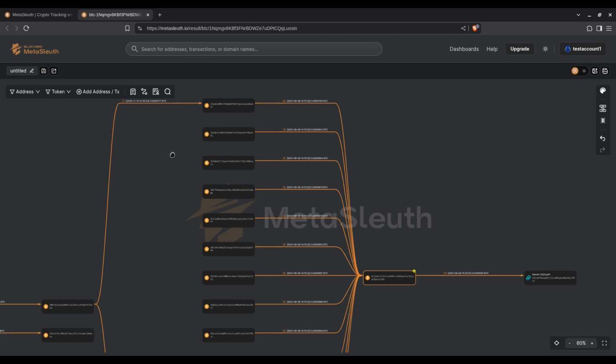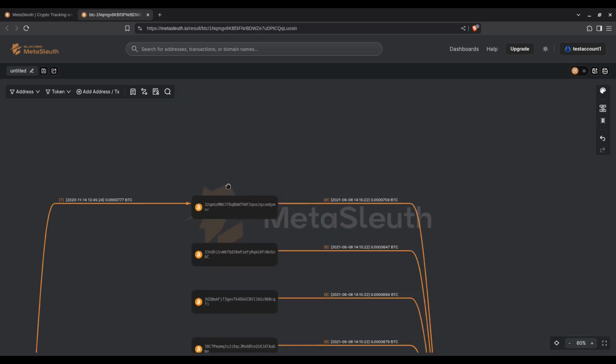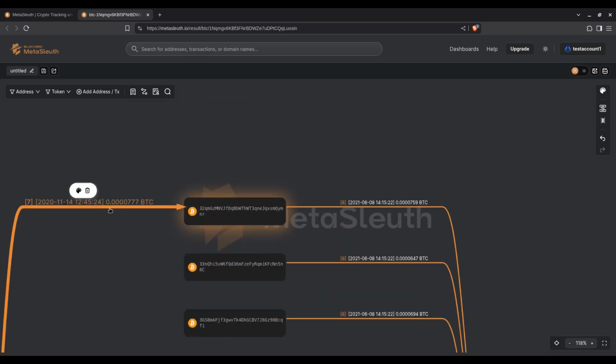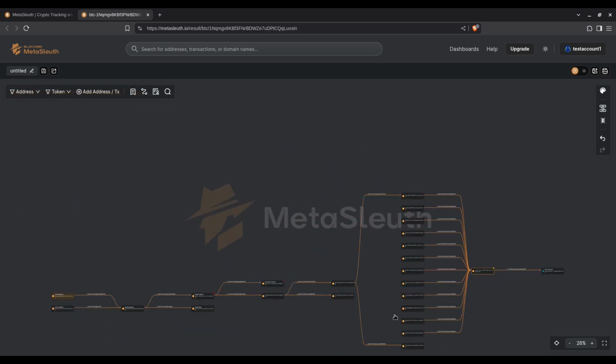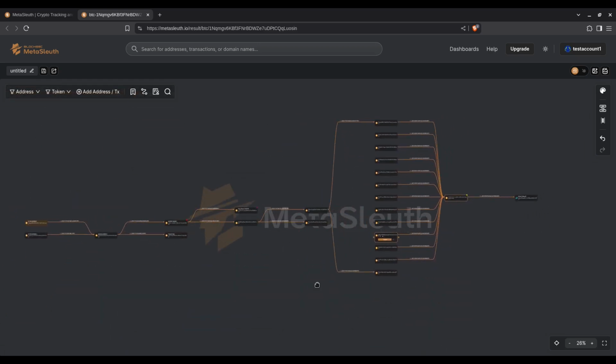Another interesting observation: the funds sat in the change address for nearly a year before being moved to the exchange. You can compare these two timestamps to see the delay. Okay, that was it for this case. Use those insights you gained here and try tracing your own cryptocurrency transactions. See you in the next video.